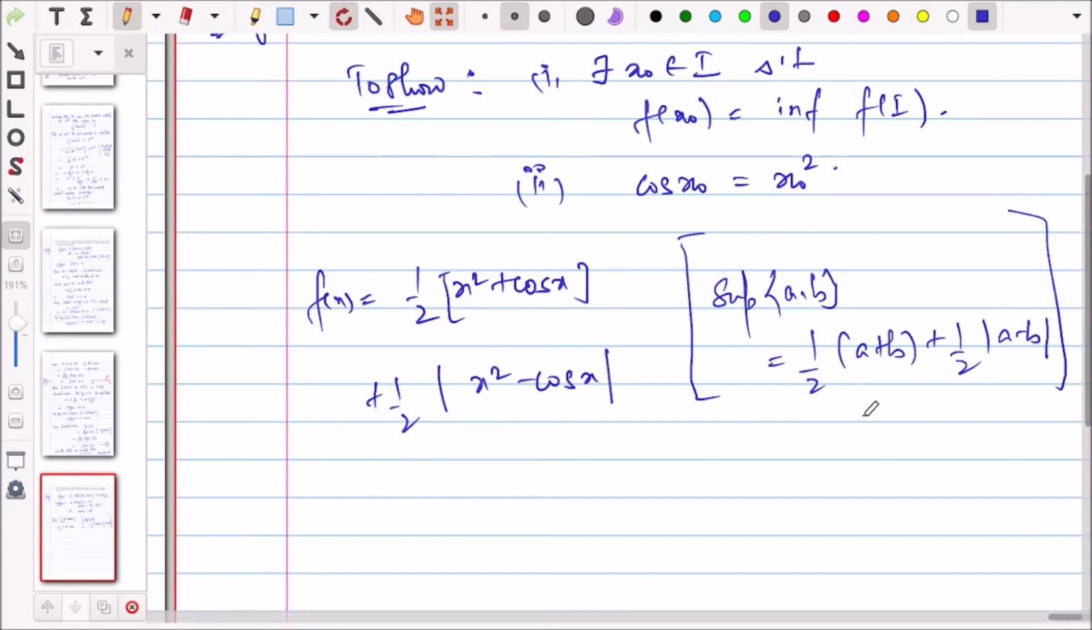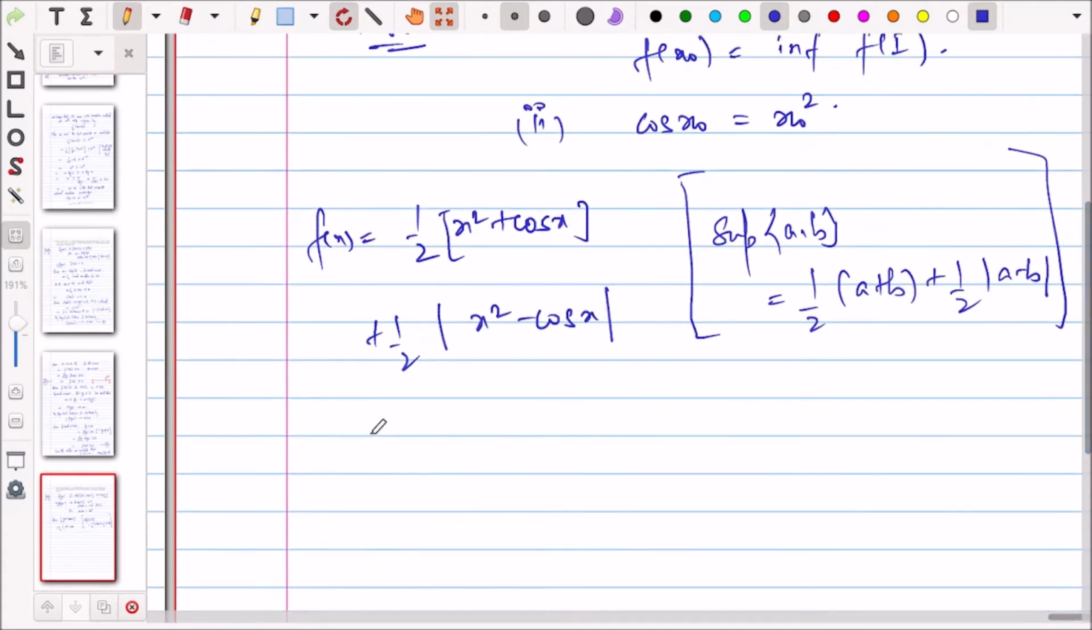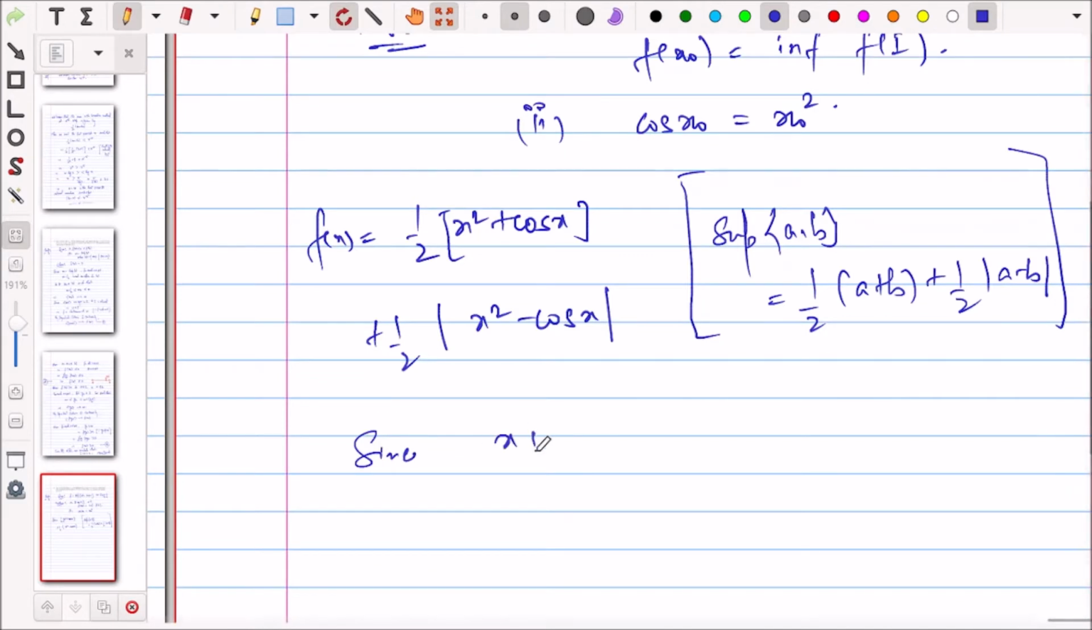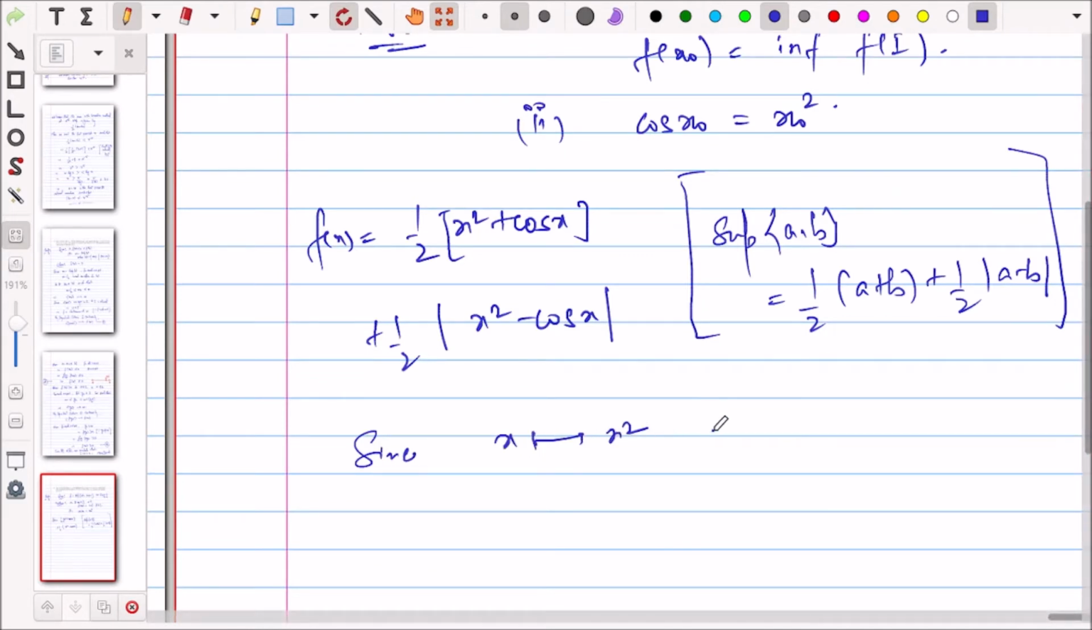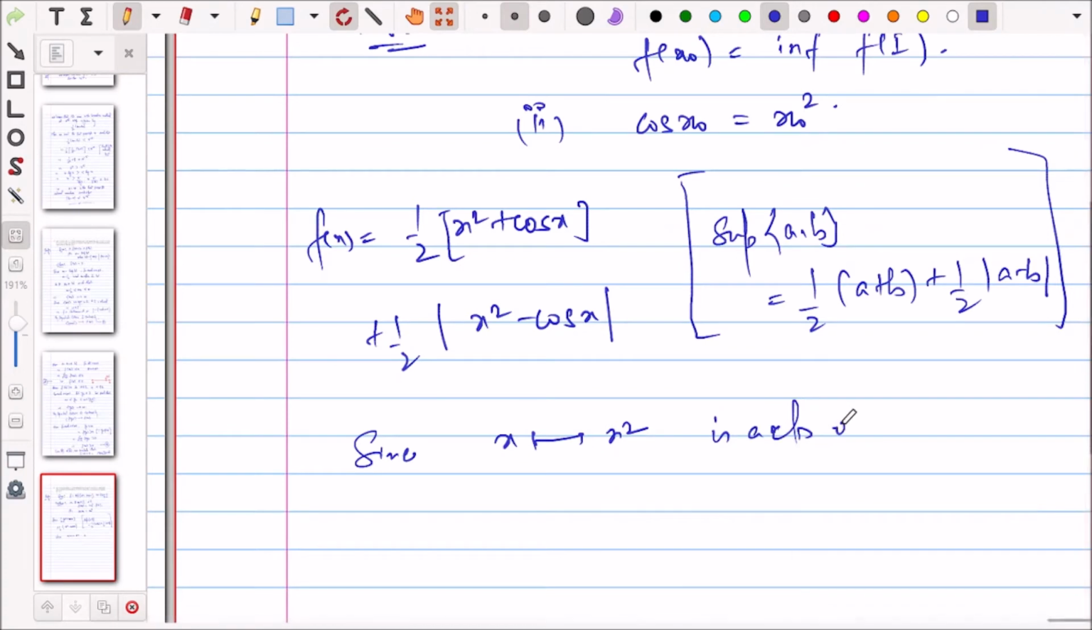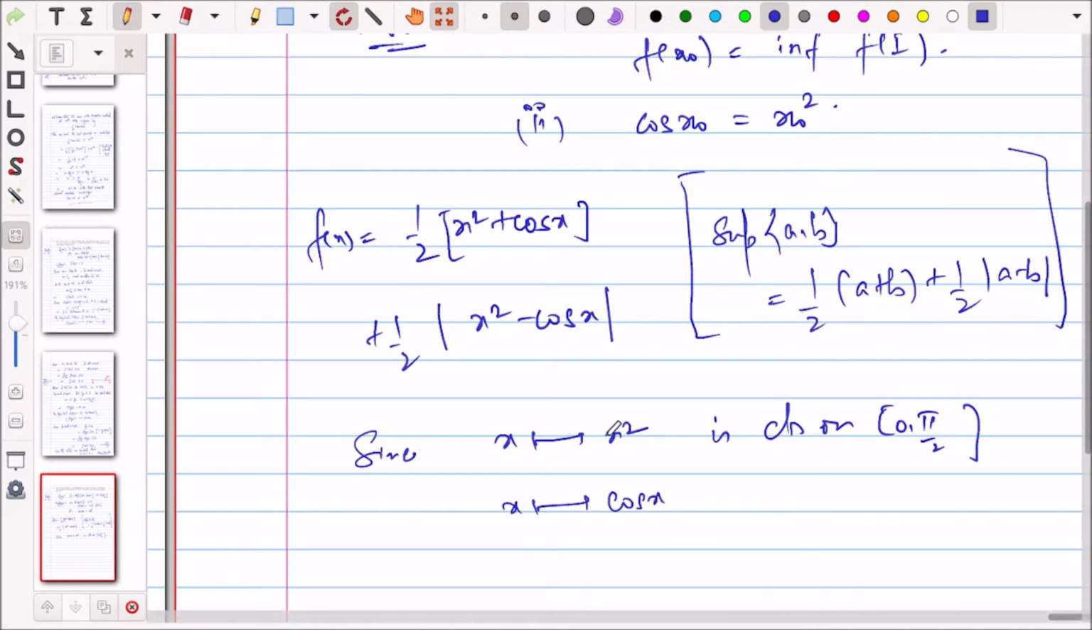So from this formula we know that f of x is equal to half of x square plus cos x plus half of mod of x square minus cos x. Now, x goes to x square is a continuous function, continuous on 0 to pi by 2. Also x goes to cos x. This is a polynomial function, continuous everywhere. This is a trigonometric function, continuous everywhere on its domain, and the domain of cos x is the whole of R, so it is continuous on the whole of R. So this is continuous on 0 to pi by 2.